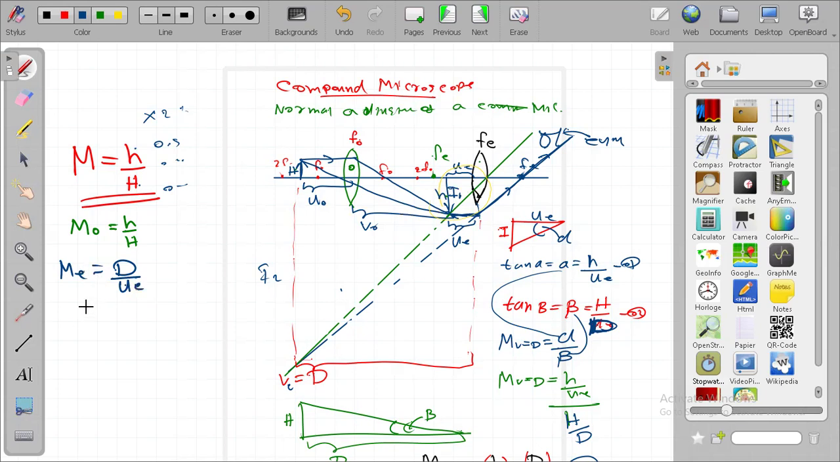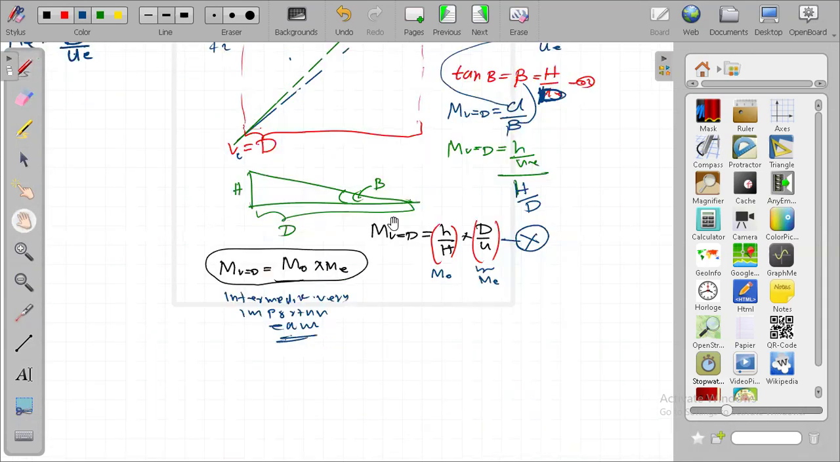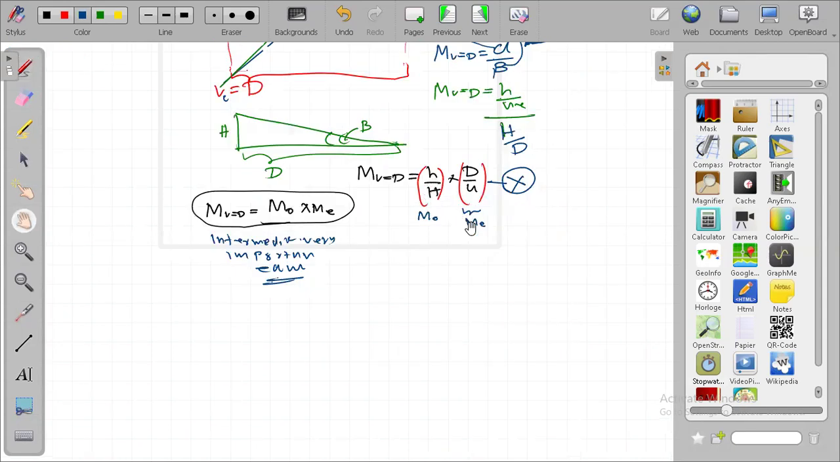This is ME. So the total magnification equals the magnification of the objective multiplied by the magnification of the eyepiece. This is a very important intermediate result, not the final result. But just like the final result, you have to remember this intermediate one. Now clear?